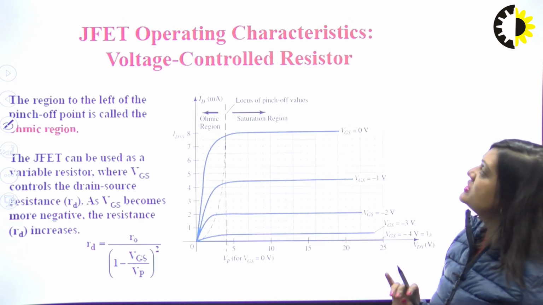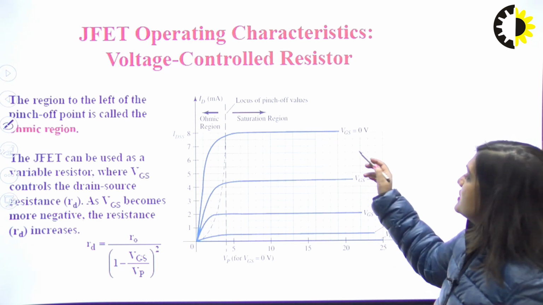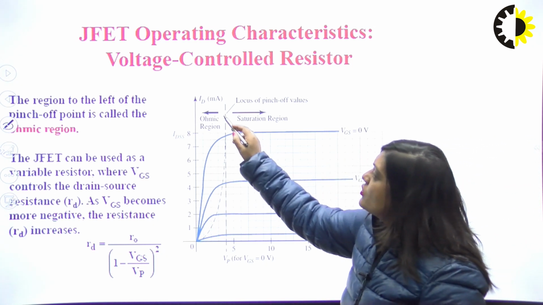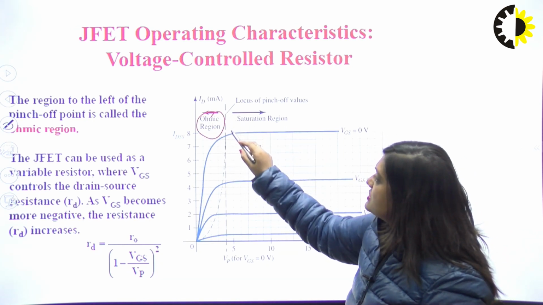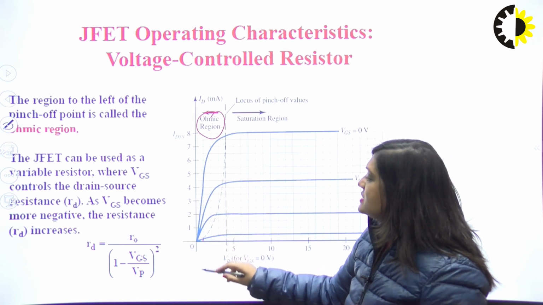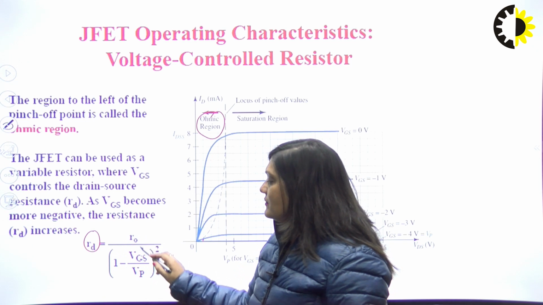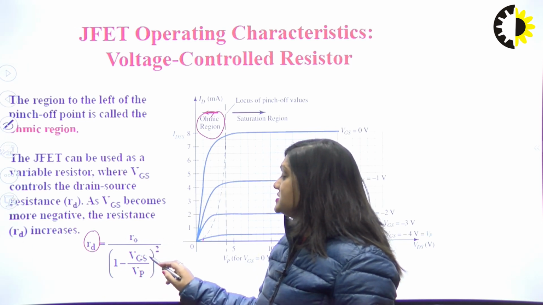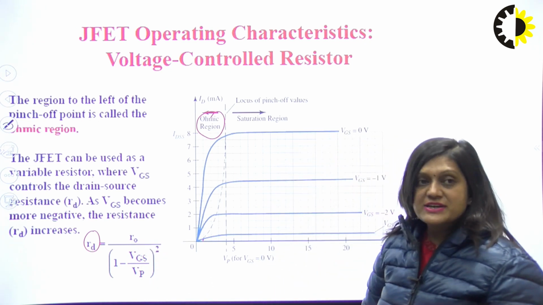And this is the JFET operating characteristics, a voltage control resistor. Here we can see this part is the ohmic region and this part is the saturation region, and this dotted line is the pinch off region. So the drain resistance will be varied according to this pattern. By changing the value of VGS or VP, we can change the value of the drain resistance RD.